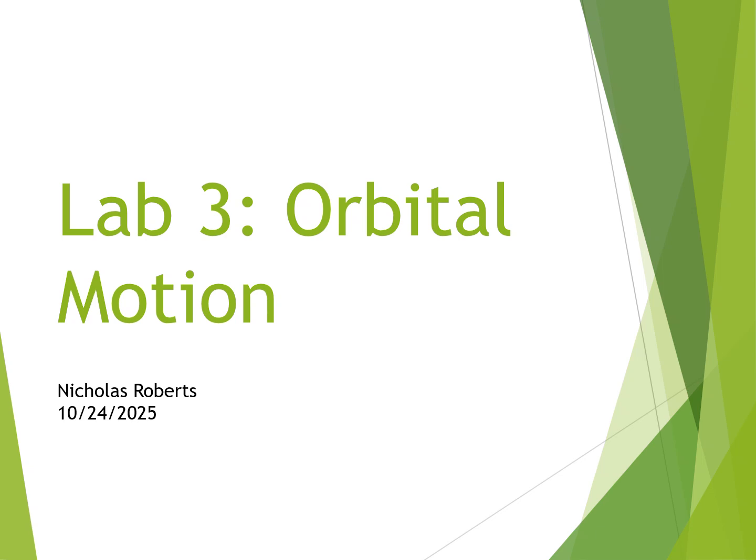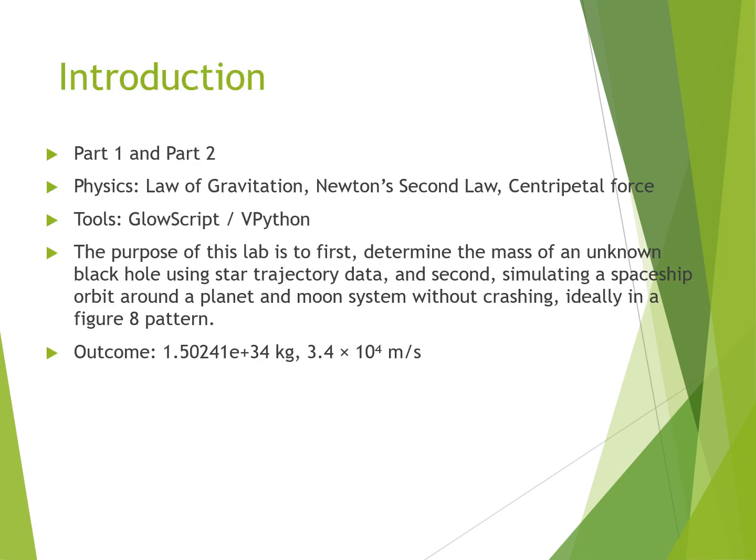This is Lab 3, Orbital Motion Lab. There's two parts to this lab. The first part is determining the mass of a black hole with a planet orbiting around it. The second part is to determine the velocity required of a spaceship to launch from a moon and be affected by both a planet and the moon and not crash into the moon.